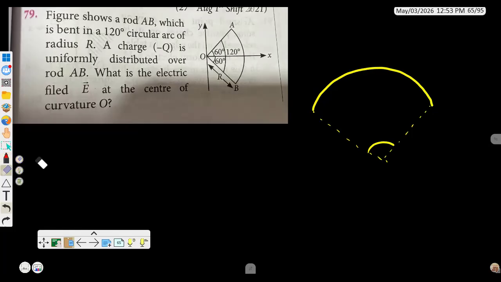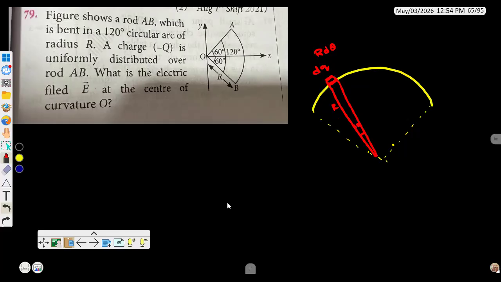Whenever a rod has been given, we will take a small dq length piece, and we will check what is the field because of that, and then integrate it to get the field for the whole rod. If I draw this, let us assume dq is making some d theta angle here. So the length of this would be r d theta. If this is r, the length of this dq piece is r d theta.